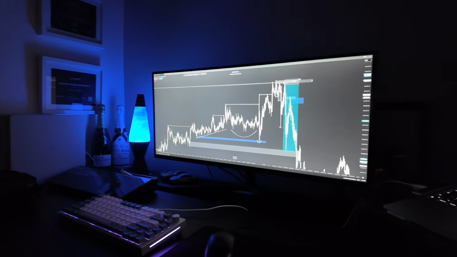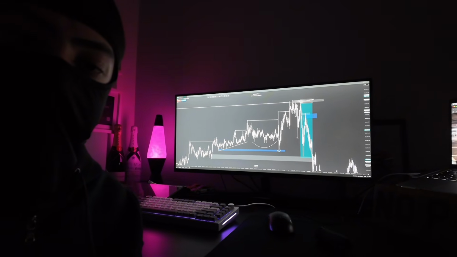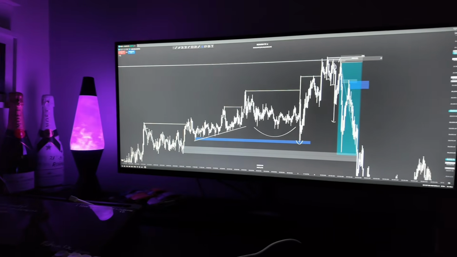This is the setup currently. So yeah, man, what do you guys reckon? We got the monitor. It's not a bad little setup.